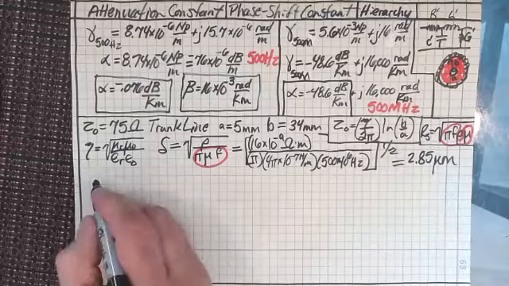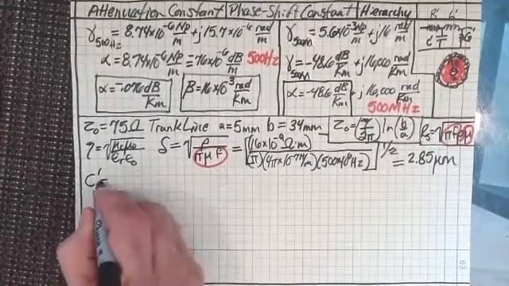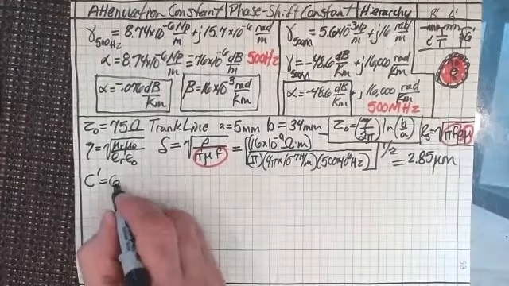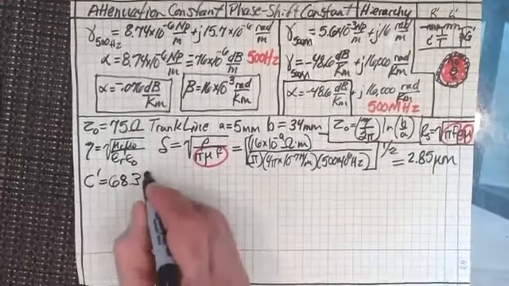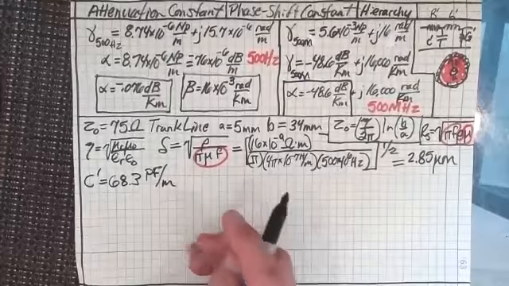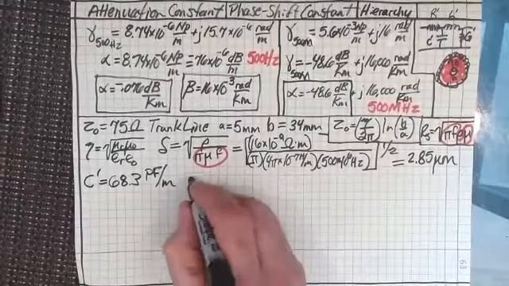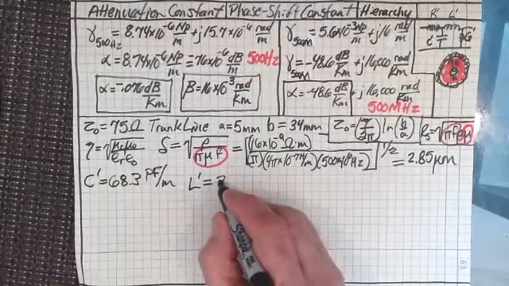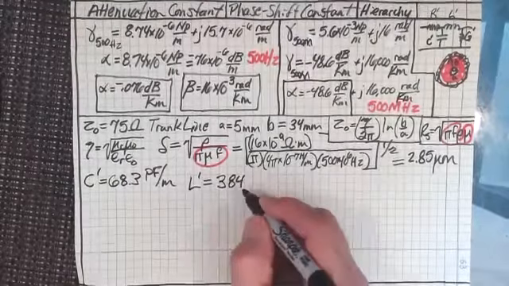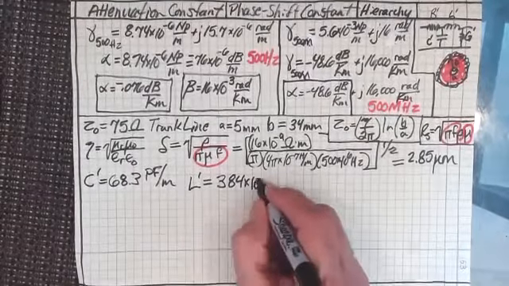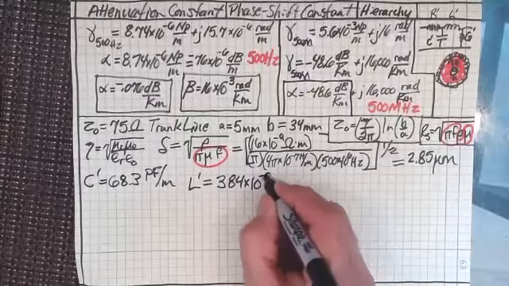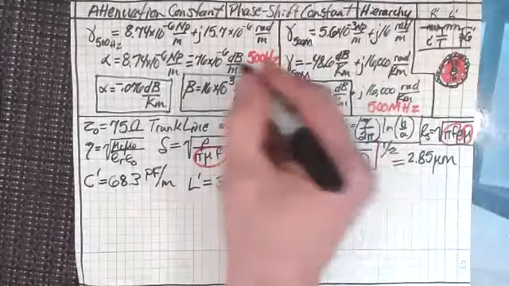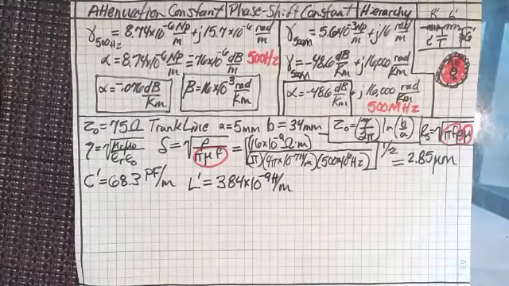So we've got the 2.5. Then we look at C prime. Since it's all the same and it's got the same dielectric inside, C prime has to be the same. So it's still going to be 68.3 picofarads per meter, right? And L prime, since L prime doesn't use frequency in its calculation at all, it's 384 times 10 to the minus 9 henries per meter, right? Same as it was for either of the two earlier examples that we did.